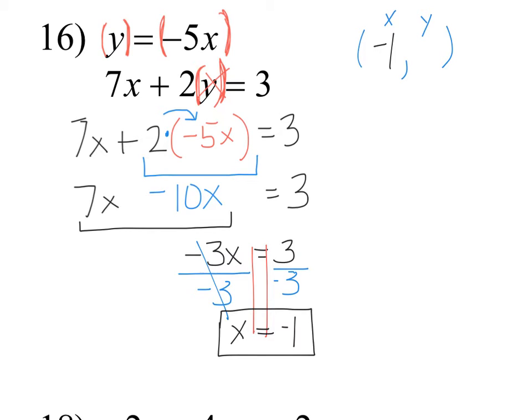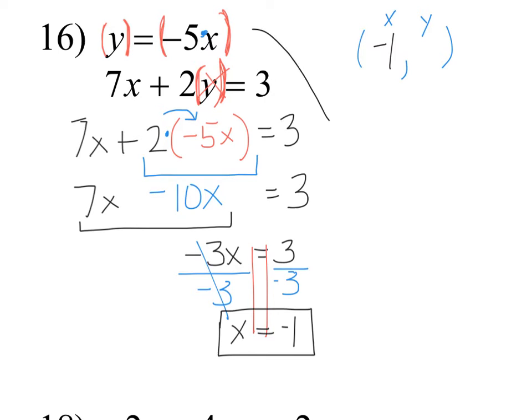And now I've got to go back and calculate what y is. In this first equation, way back at the beginning, they told me how to calculate y. They said if you want to calculate y, you take negative 5 and multiply it times whatever the x is. Remember that a letter next to a number means multiply. So I just filled in my invisible multiplication dot there.